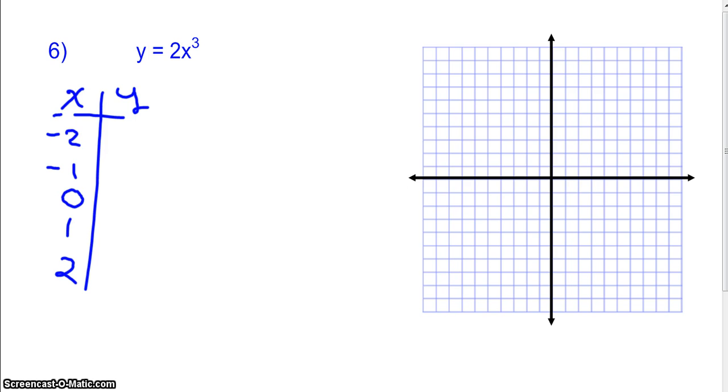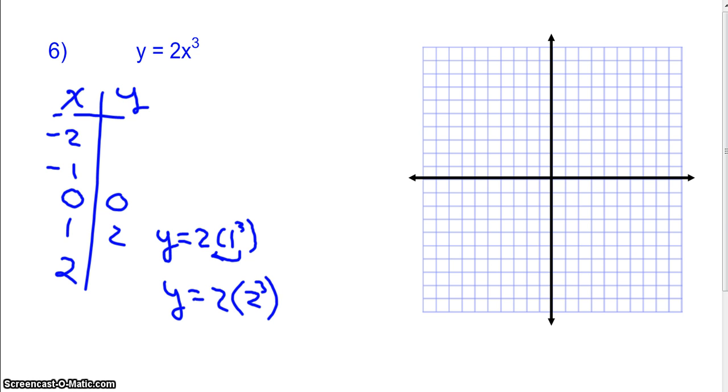What would you like to plug in? Plug in 0 first? Yeah. What is 0 cubed? 0. And 0 times 2? 0. Good. What is 1 cubed? 1 times 1 times 1. 1. And 1 times 2 is? So she says when you plug in 1 and cube it, you get 1. 1 times 1 times 1 is 1, and then 1 times 2 is 2. Let's plug in 2. And when you plug in 2, Sophia, what do you get? 2 times 2 times 2 is 8 times 2 is 16.